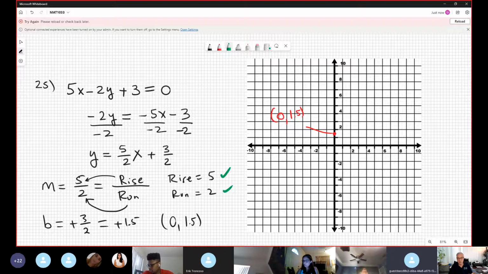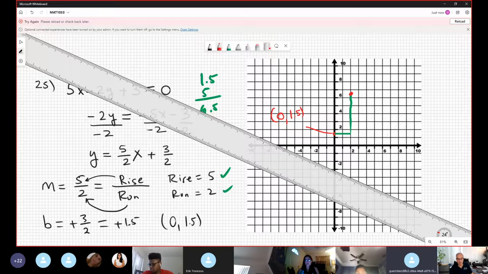For example, this segment is 2. You're increasing by 2, and 5 over. So the 5 is 1.5 plus 5, which is 6.5. Okay, 6.5 is approximately here. This is the rise segment, and you get the second point here. And you're connecting them with a line.